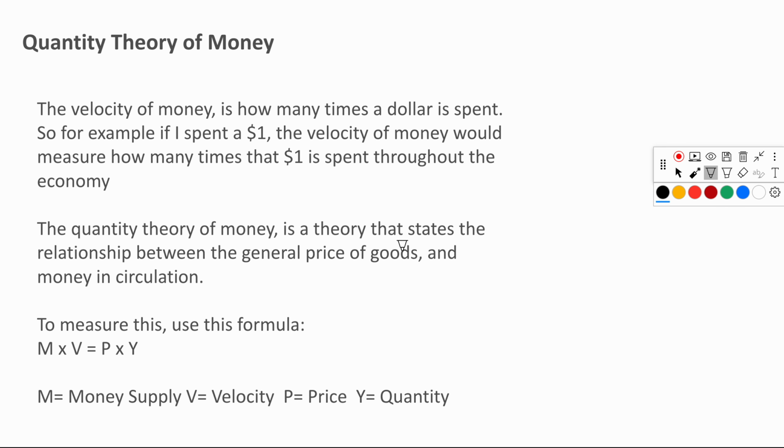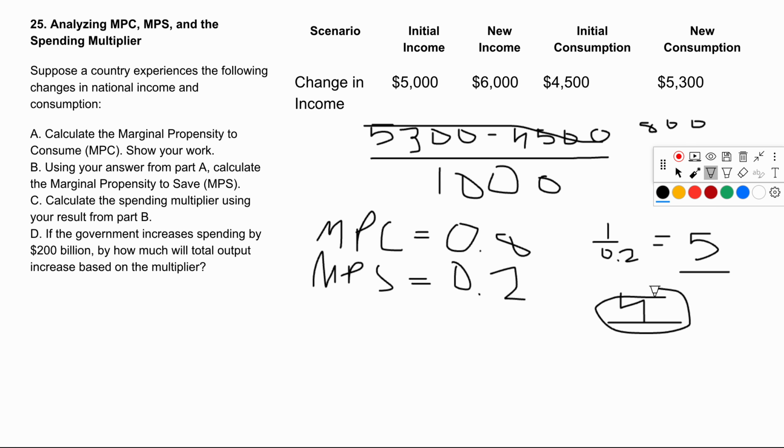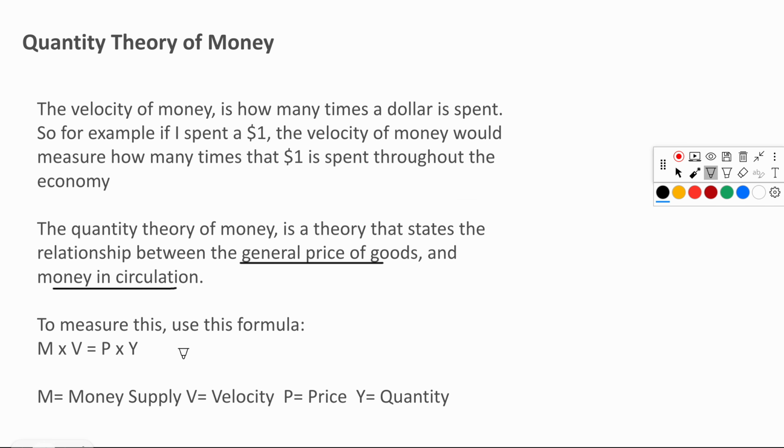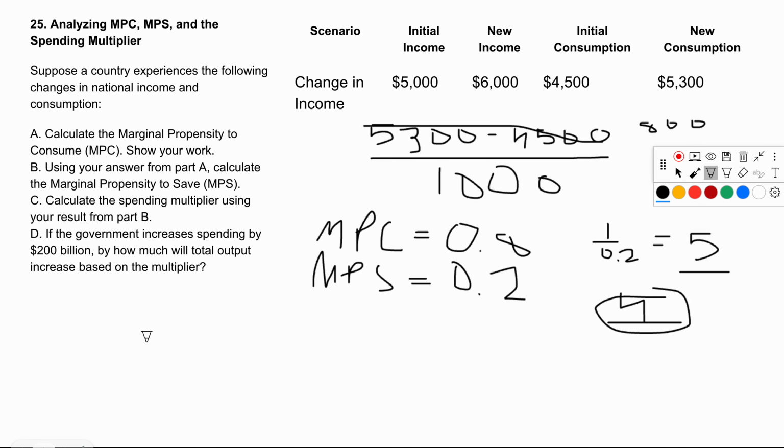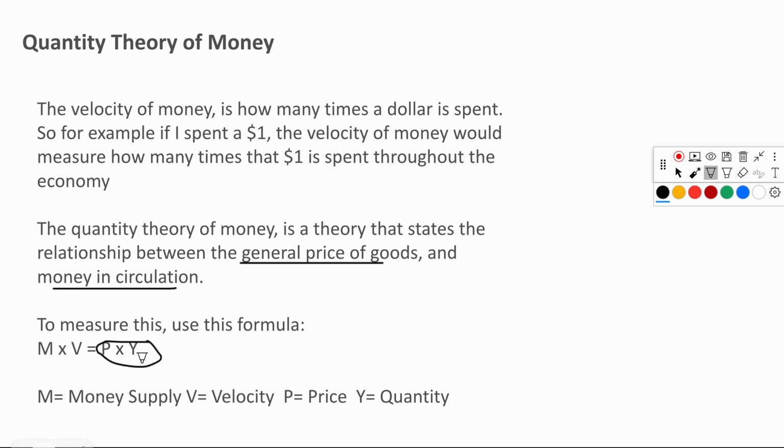Now we have the quantity theory of money. The quantity theory of money is basically a theory that states the relationship between the general price of goods and money circulation. So it's basically showing a general relationship between all of these quantities. Money supply times velocity, so the rate at which the money is being spent, kind of like what we talked about with the multipliers, is equal to price times quantity. And price times quantity, if you can't tell, we might see in our basic supply and demand graph, price times quantity is simply GDP. So always make note of that.